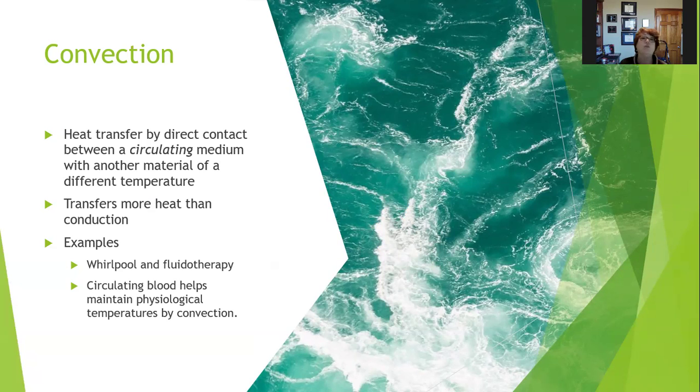So examples of it are like whirlpools and fluidotherapy. And fluidotherapy, if you haven't seen it before, there are some photographs in the book, but your circulating medium is basically almost like a grain. I think it's like cracked corn or so, or that's what it smells like when they heat it up. It circulates, and you put your hand in there, hand or foot or whatever, usually extremities, and it circulates that warm medium around you.